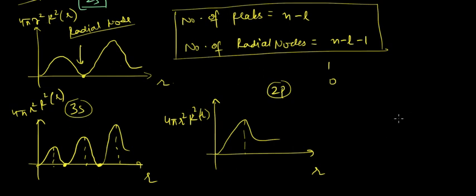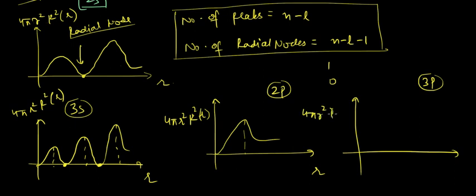Okay, so let's calculate for 3p then. Next, so for 3p the graph of 4 pi r square R square versus r will look like something like this. This is the peak. So number of peaks would be 3 minus 1, which would be 2, and number of radial nodes would be 3 minus 1 minus 1, which is only 1. So this is the radial node.